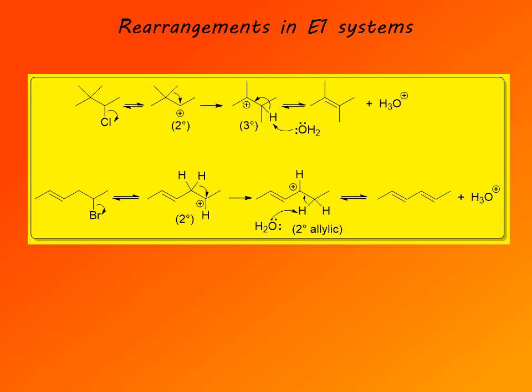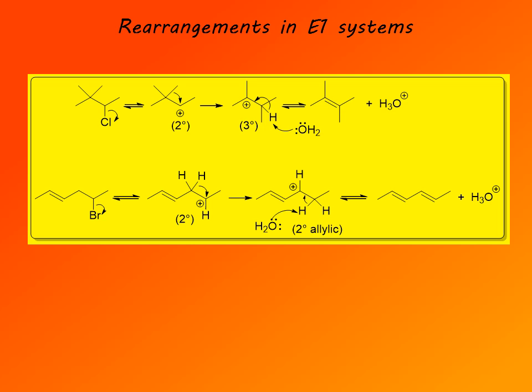E1 reactions, since a carbocation is the intermediate, proceed through rearrangements, if possible. Here we have an example of 2-chloro-3,3-dimethylbutane. After chlorine leaves as a leaving group, a secondary carbocation is formed. Now this carbocation usually does not undergo elimination, or if there is elimination, that will be a minor product, maybe about 3%. The major reaction pathway involves, in this case, an alkyl shift.